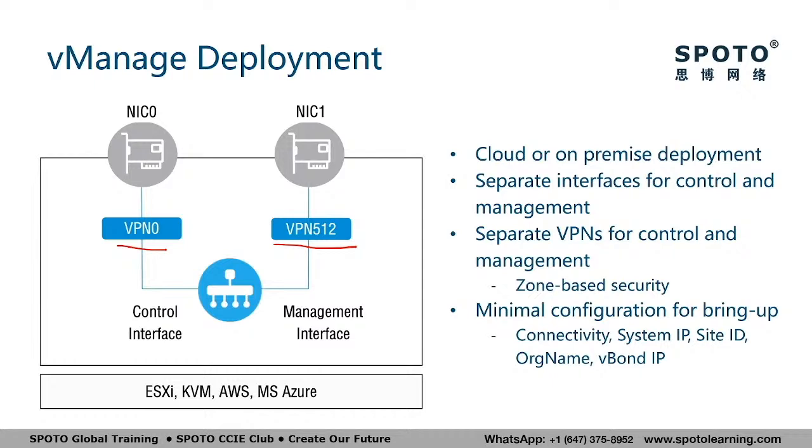Both of them have zone-based security. When you bring them up, you need the minimum configuration. For example, you need to configure the system IP for connectivity. You need to give it an IP address for the management access. Site ID, organization name, vBond IP.